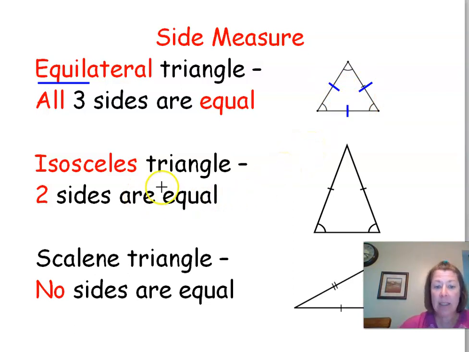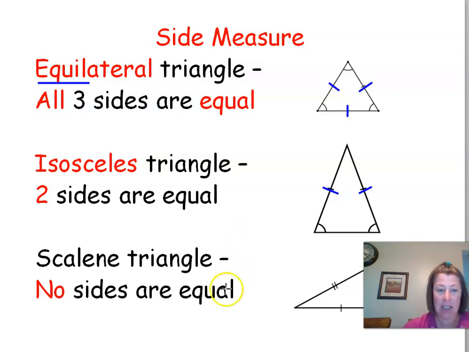Now, in an isosceles triangle, 2 of the sides are equal. Okay, so again, you'll see this side has the dash, this side has the dash. This one does not. And we can see that the bottom is shorter than the other 2 sides. But these 2 sides here, the measurement is equal, so it's called an isosceles triangle.